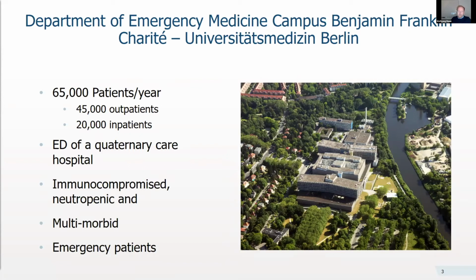The Charité of Berlin is one of Europe's largest university hospitals. Our emergency department is one of 3 university EDs of the Charité, located in the south of Berlin. We see around 65,000 patients a year, and we are a so-called quaternary hospital, which means that we see a lot of patients from our specialized departments like hematology, rheumatology, or cardiology. So we are regularly seeing immunocompromised, neutropenic, and multimorbid emergency patients. And these are the patients in which we have to deal a lot with acute infections and, of course, with sepsis.